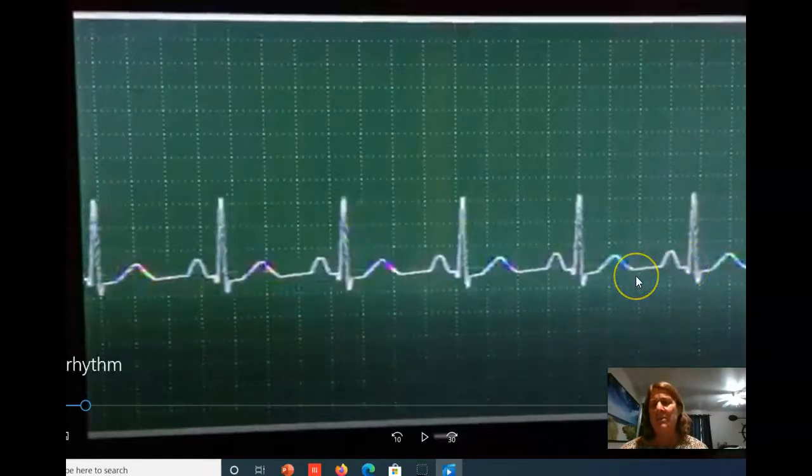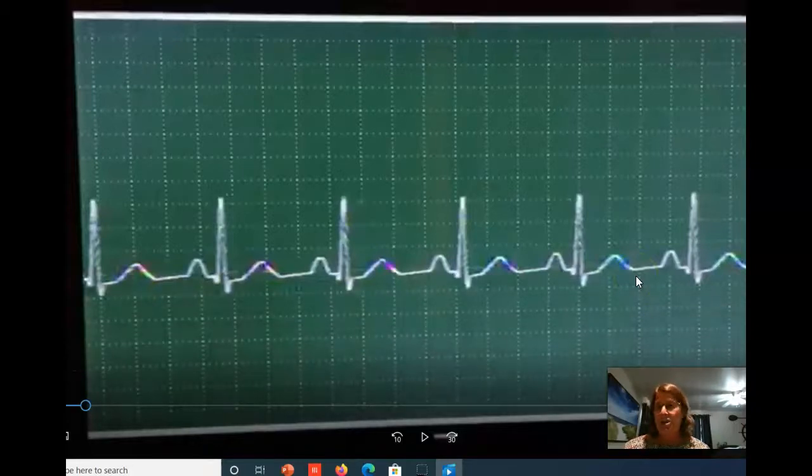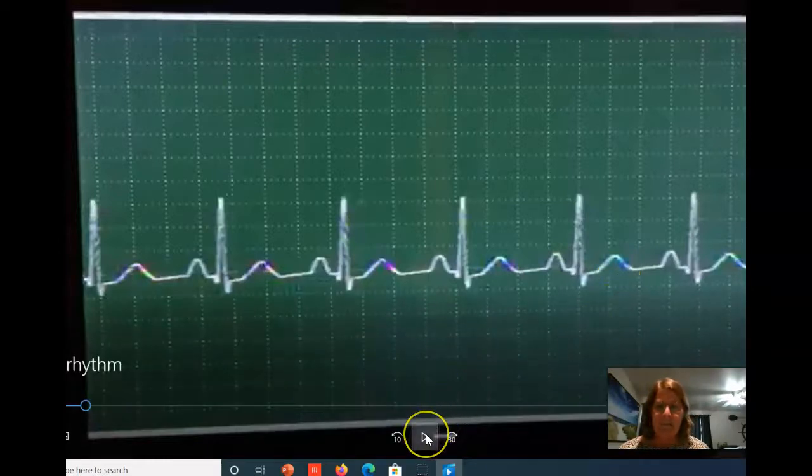Now you really won't be able to measure your interval measurements until you actually run your strip and you see your grids behind you. But just by looking, you can see it doesn't look overly long or overly short. When you have a normal size QRS, it generally looks narrow as it's going across the screen, and your QT interval doesn't look overly long either. So it looks like I would have a sinus rhythm here.